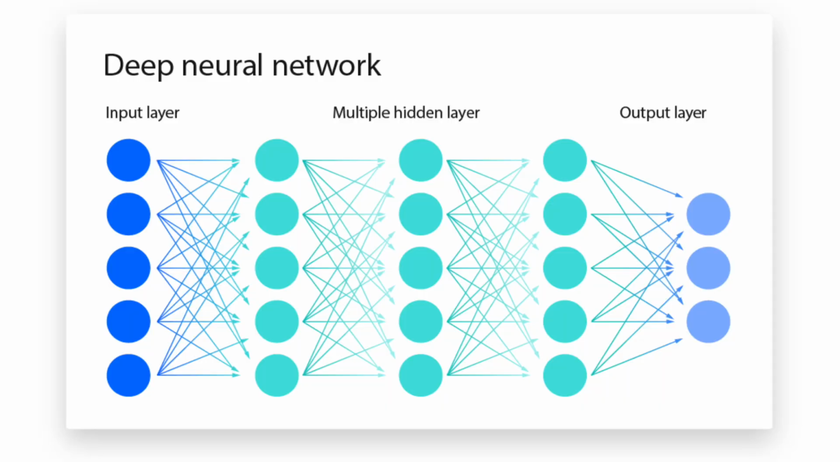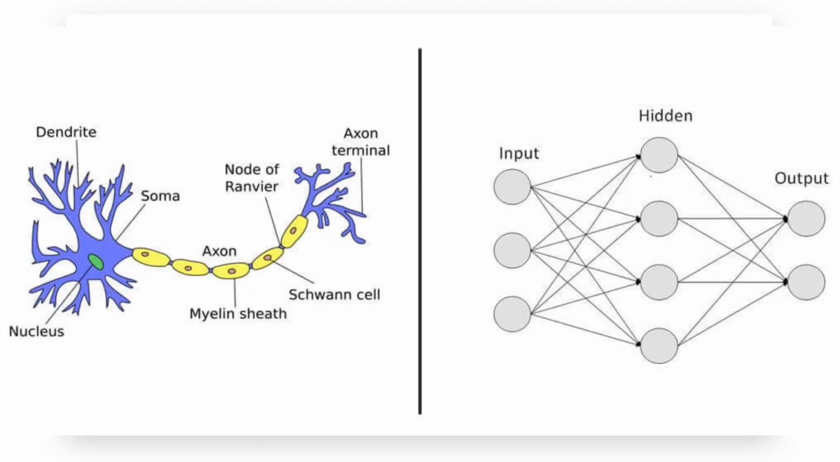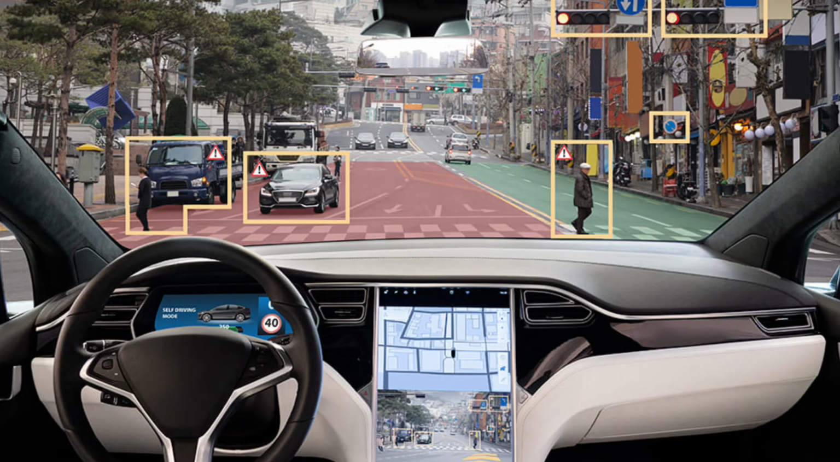And last but not least, we have deep learning, which is going a step further. Deep learning is an advanced form of machine learning that uses structures called neural networks, inspired by how the human brain works. This approach powers technologies like image recognition and natural language processing. An example is self-driving cars like Teslas. They use deep learning to recognize pedestrians, traffic signs, and other vehicles.